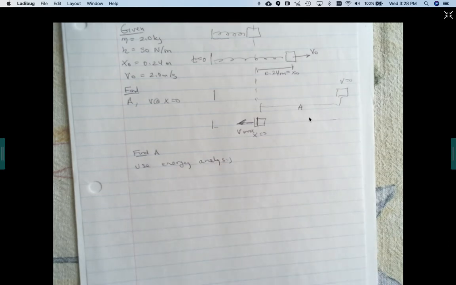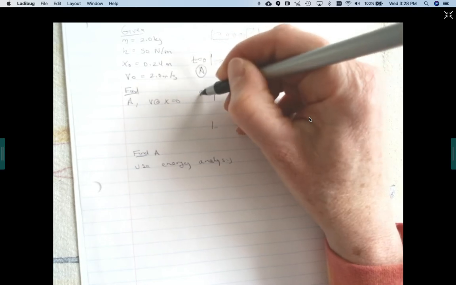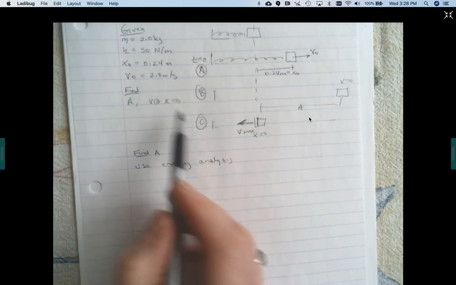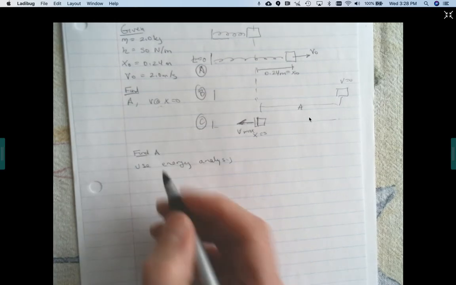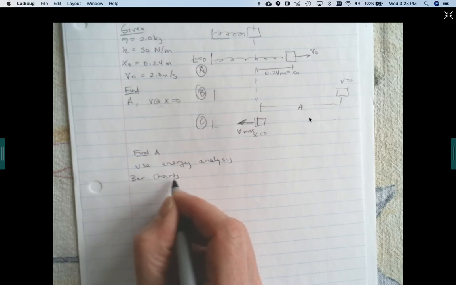So if I look at, let's just call this position A, position B, and position C, because we're going to want to analyze all of those to get our velocity at x equals 0 too. And let's do our bar charts. So make some energy bar charts.